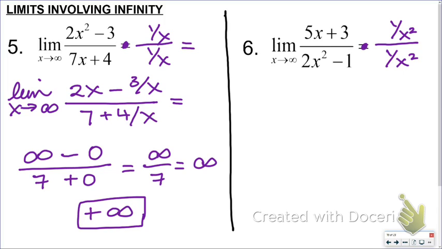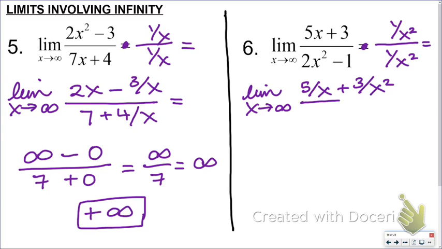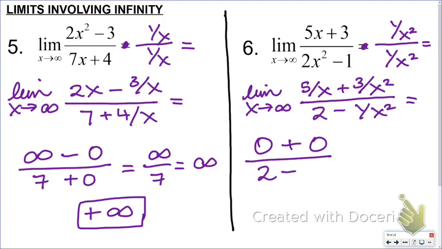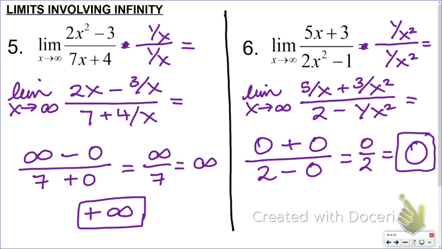And you should specify positive or negative infinity in your answer, please. Okay, last one here. I'm going to have the limit as x approaches infinity of 5 over x plus 3 over x squared, over 2 minus 1 over x squared. And when I plug in infinity, I'm going to get 5 divided by infinity, which is 0, plus 3 divided by infinity, which is 0, and 2 minus 0, and 0 over 2 is 0.